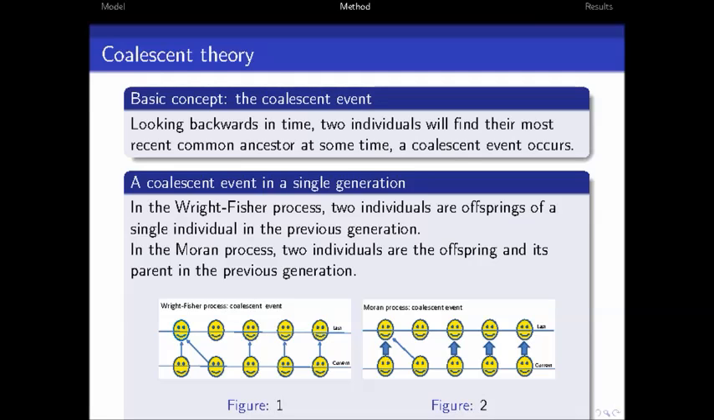The thin arrow starts from the offspring to its parent. When 2 thin arrows point to a single individual, a Coalescent event occurs. Figure 2 exemplifies the Coalescent event in the Moran process. 2 individuals connected by the same thick arrow are the same person. When a thick arrow and a thin arrow point to a single individual, a Coalescent event occurs.